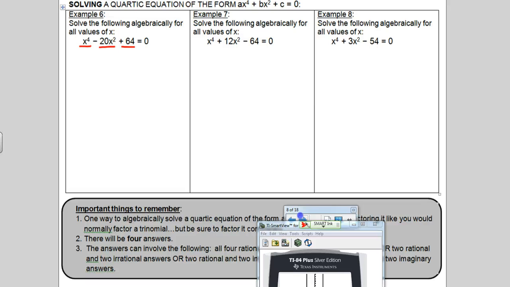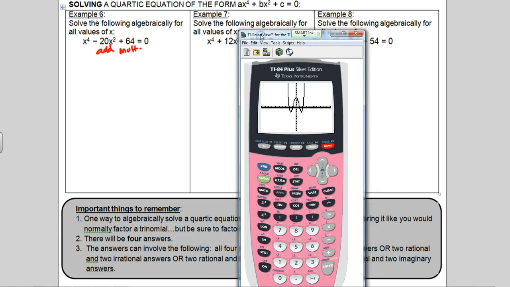In order to factor these, you're going to factor these the same way we do regular quadratic equations. So for instance, this begins with a 1, so what multiplies to 64 and adds up to negative 20. So factoring these just like a normal trinomial. And again, to help me out here, I'm going to use my table on my calculator.